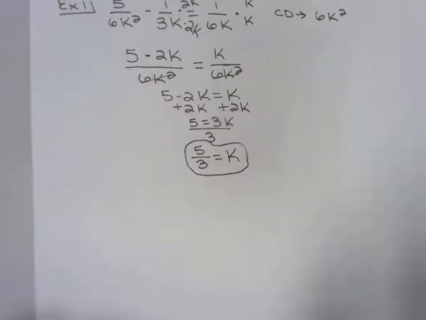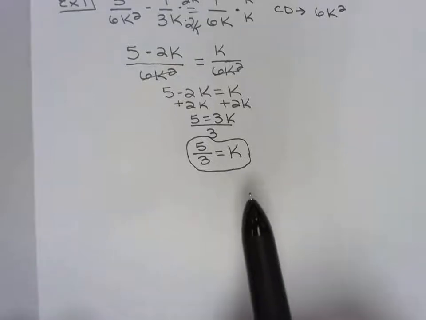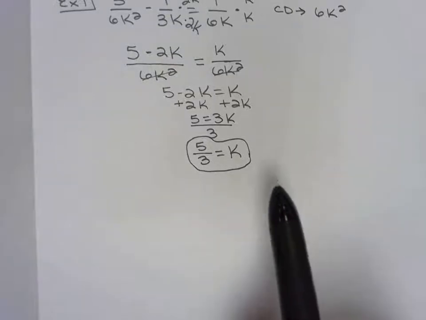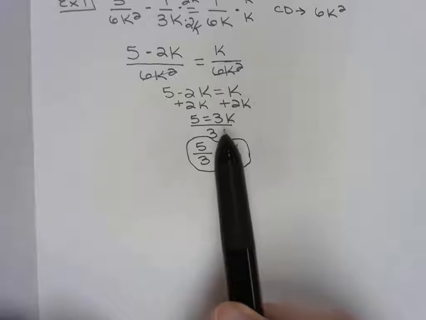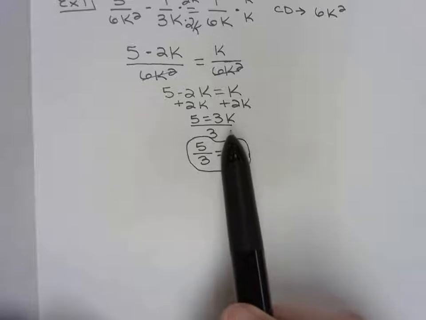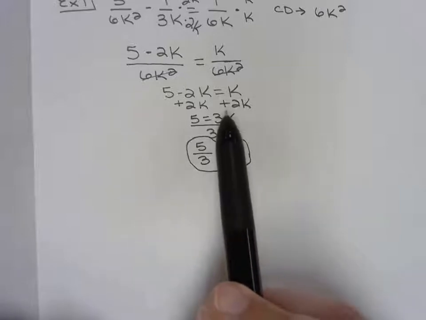You could also get a decimal. I don't really care. So we can put it as a decimal? Yes, you don't need to. But you have to get k alone. The opposite of multiplying by 3 is dividing by 3.